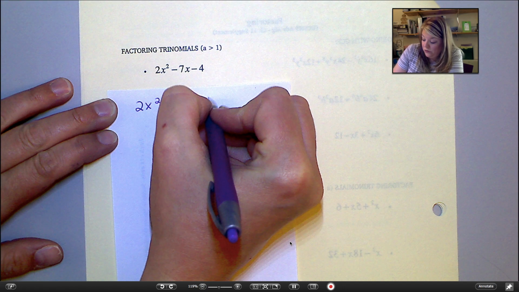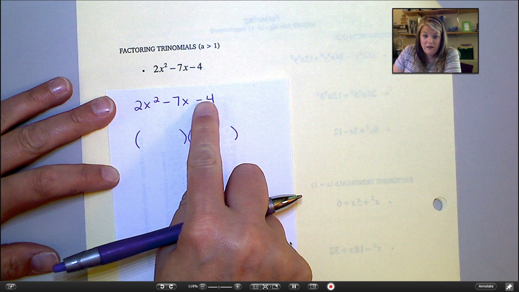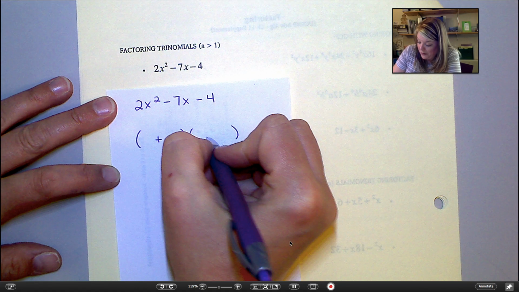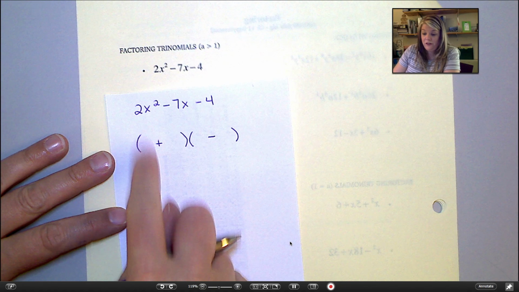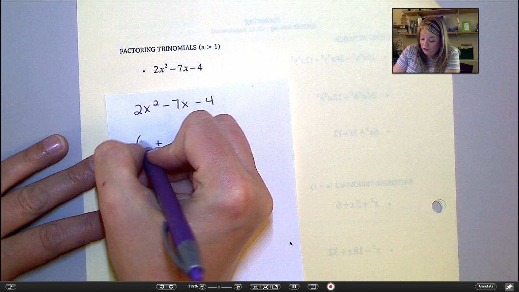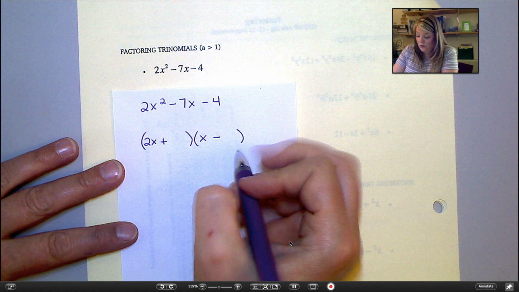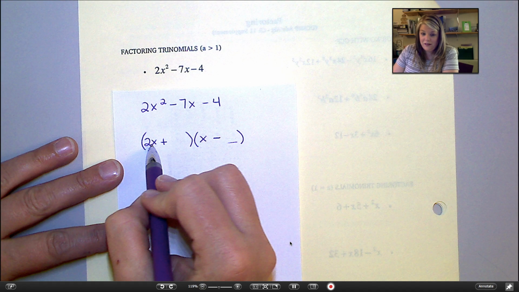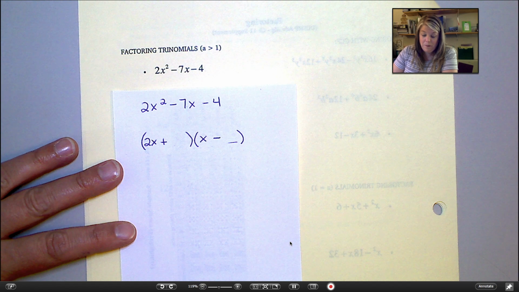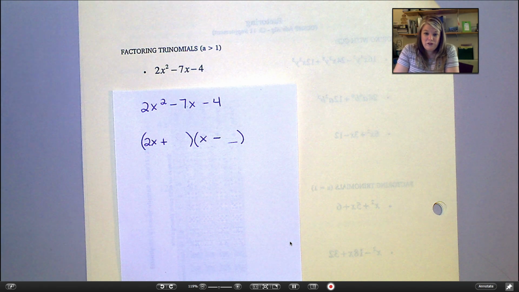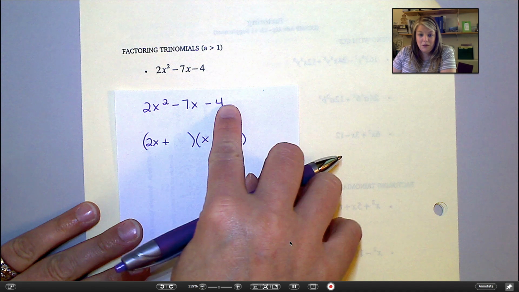Just like before, I'm going to start with my two parentheses. I'm going to look at this sign, and I know I need a plus and I know I need a minus. Except this time, because this is a 2x squared, it's not just x and x anymore. It would be 2x and x. When I go to do my addition, whatever number's over here, if you think about how FOIL works, is going to get multiplied by this 2 before it gets added together to make that 7. So that's why it's not quite as direct. I can't just say what multiplies to 4 and adds to 7, but I do still want to think about how I could multiply to make a 4.